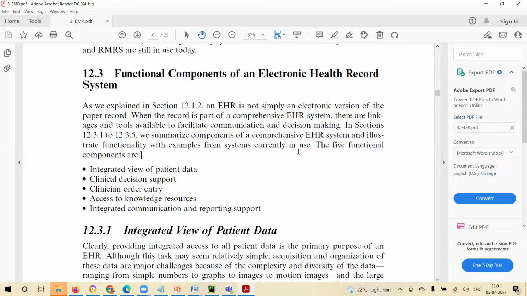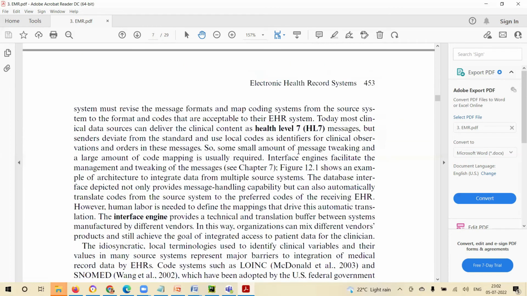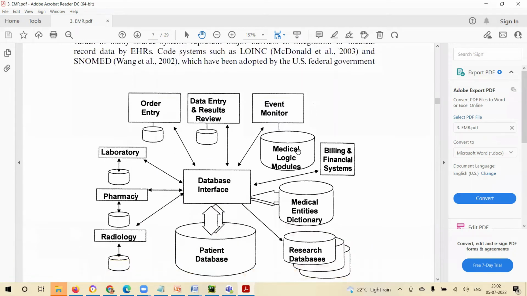Yes, so that is called integrated communication and reporting. Reporting means if somebody, say an admin, wants to take a report, for example how many patients came for Dr. A, those kinds of reports can be taken. Okay, so that's what we do here. So these are different components of EHR.